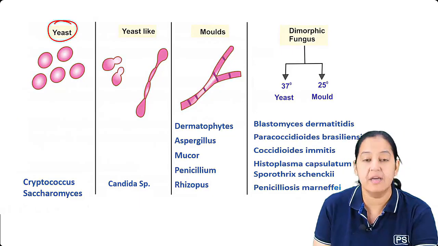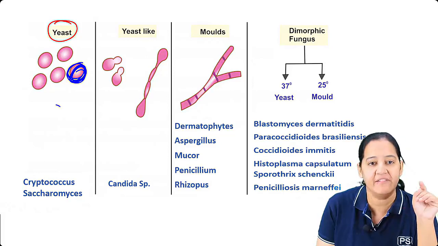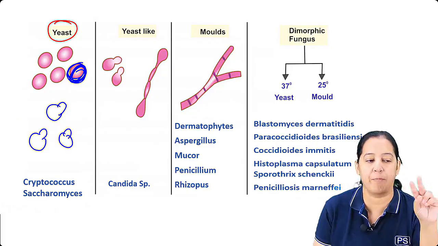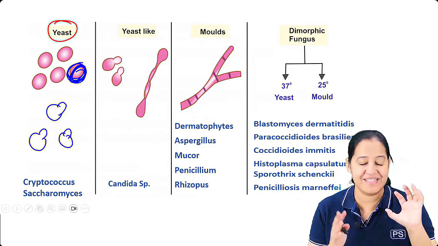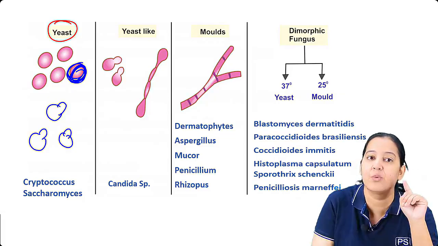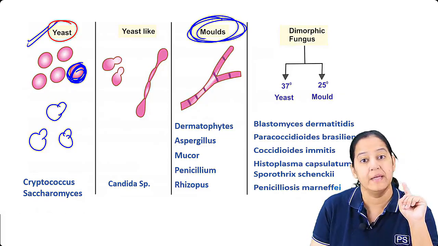What are yeast? Yeast are circular, spherical in shape, and they divide by budding, like this, a small bud. So learn 2 properties: they are spherical, and they divide by budding. So any fungus that is spherical and divides by budding is known as yeast. Okay, now look at the third one. These are known as molds.